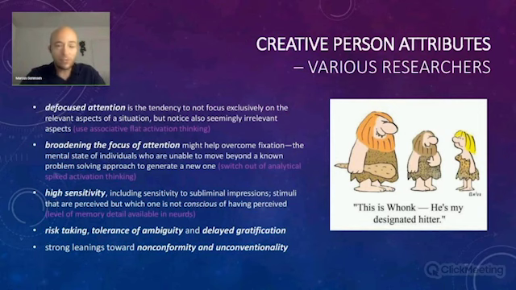More characteristics: risk-taking, like children, caution to the wind and do it anyway. Tolerance of ambiguity, not settling too quickly on something, and delayed gratification. So that's also about motivation. Can you continue going, even if you want it to be done now, but it needs more time, more space? Can you wait for that feeling of satisfaction?